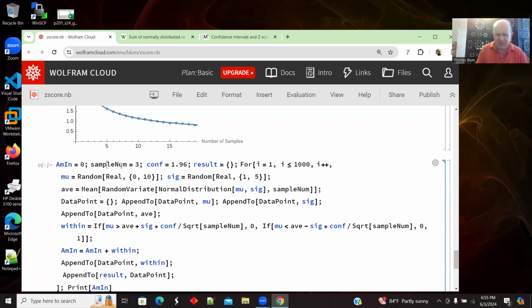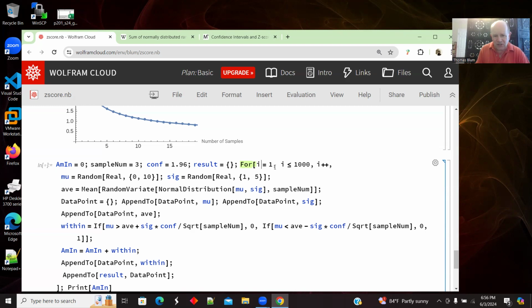In this case, I set it up with a sample number that I can then vary. Here's this confidence. I'm looking for 95% confidence, so that was the 1.96. And then I have a bunch of results. In the end, I'm just going to print out this am in, but I could print out this result. There's a lot more information in result if we want to look at that. I'm going to loop over 1,000 samples. So if it's 95%, I expect 950 of them to be in this range.